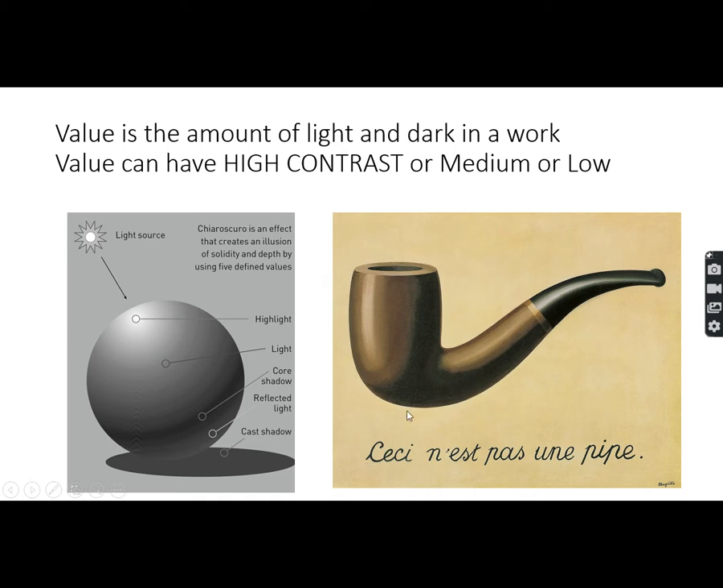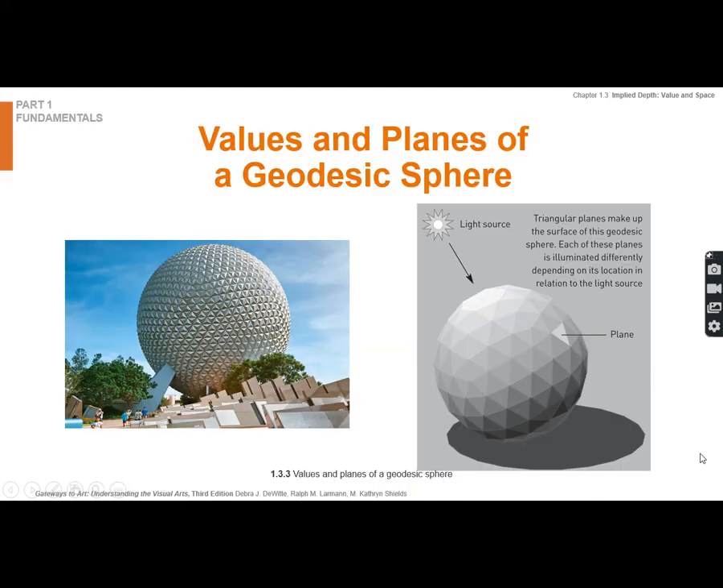All right, and then this is Henri Magritte, a French artist, and this means this is not a pipe. He was being ironic.